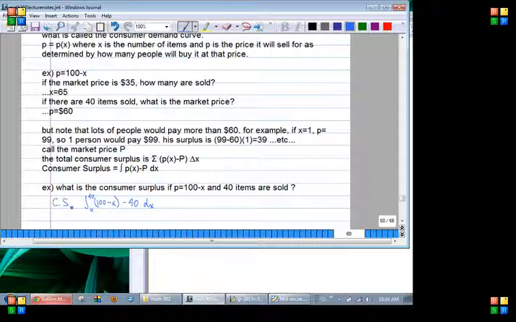Why is it minus 40? Because it's 40 items, but we're subtracting... It should be minus 60. You're exactly right. Because what should we be subtracting? We should be subtracting the market price P. And when 40 items are sold, what's the market price P? 60. Exactly. So remember, one thing is the number of items sold, the other thing is the price. So check that.